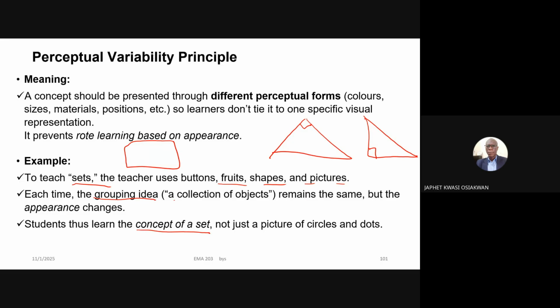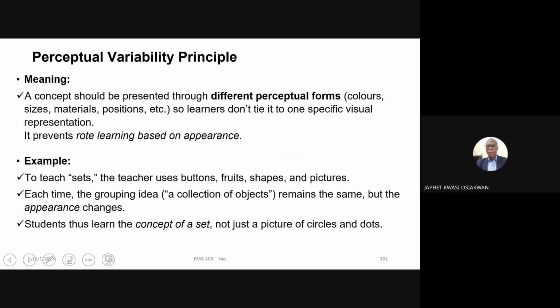I don't know whether you are getting this principle clear. The perceptual variability from the multiple embodiment. So the orientation counts here. The size counts here. Don't always use the same size. Vary the sizes. The material that you use counts here. Don't always use paper. Sometimes use plastic. Use metal. Use wood. So that they will not associate the paper to the concept. I hope we are okay. Yes, so, sir, perceptual variability principle. They have some resemblance with the embodiment, but it's not the same as the multiple embodiment principle. No, it's not the same.